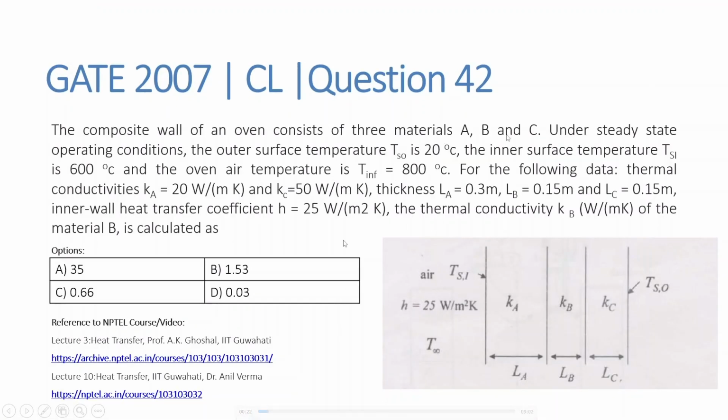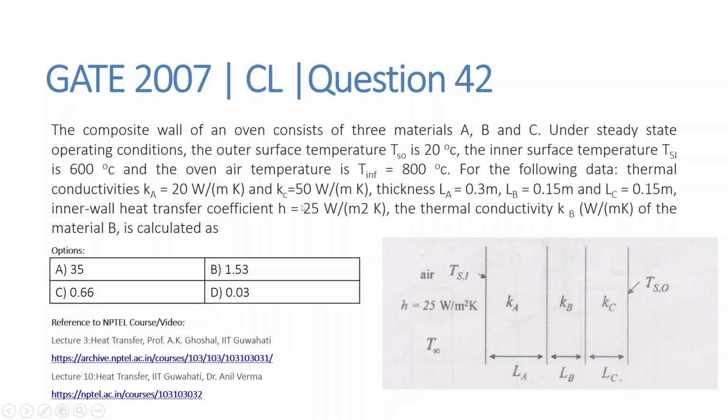Of three materials A, B, and C under steady state operating conditions. The outer surface temperature TSO is 20 degrees Celsius. The inner surface temperature is 600 degrees Celsius, and the oven air temperature is 800 degrees Celsius. For the following data, the thermal conductivity Ka is equal to 20 and Kc equal to 50, thickness La equal to 0.3 meter, Lb equal to 0.15 meter, and Lc equal to 0.15 meter.